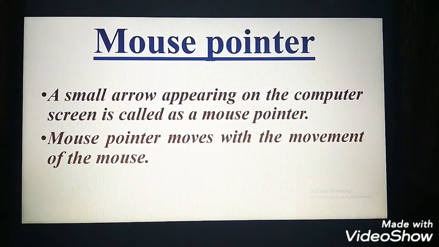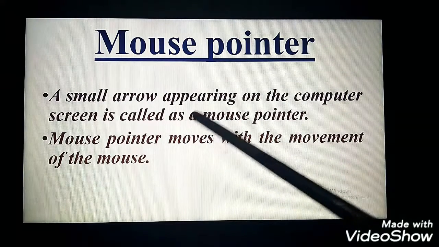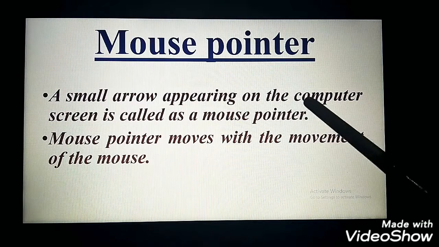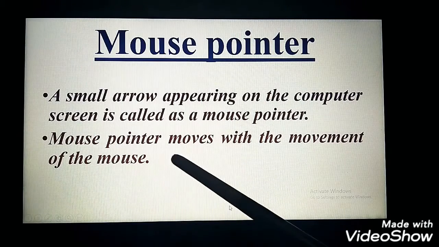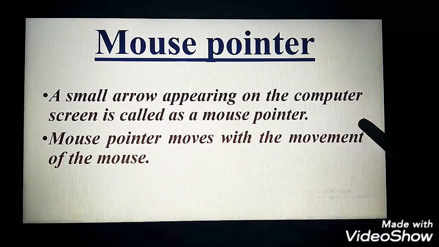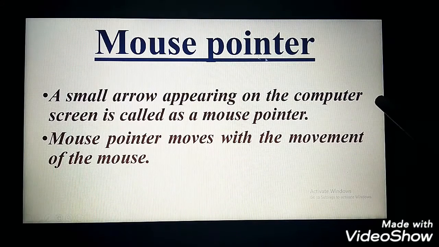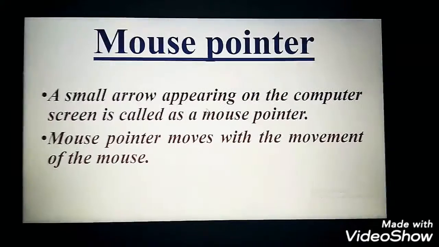So, first we will discuss what is mouse pointer. A small arrow appearing on the computer screen is called a mouse pointer. Can you see this arrow? This is our mouse pointer. The mouse pointer moves with the movement of the mouse. Whenever we move the mouse like this, the mouse pointer also moves.